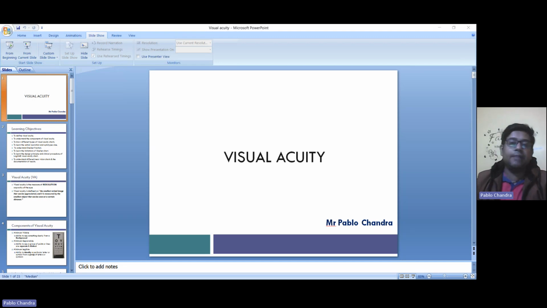So the variable of size. In one line you can see one letter. In the second line you can see two letters. In the third line you can see three letters. So equal number of letters is not there in Snellen chart. That is the biggest drawback of the Snellen chart. Unequal number of letters per line is there.